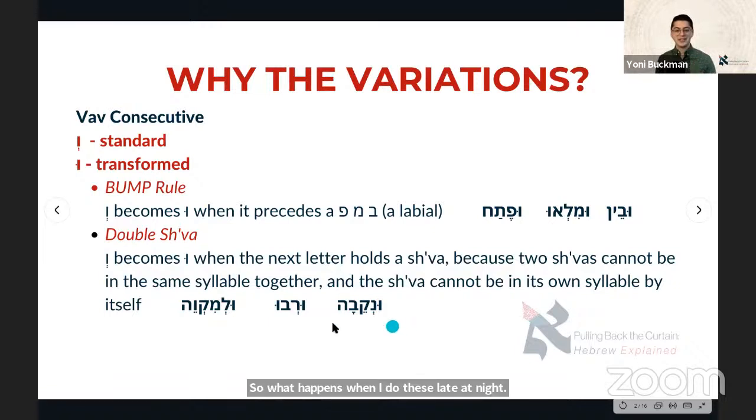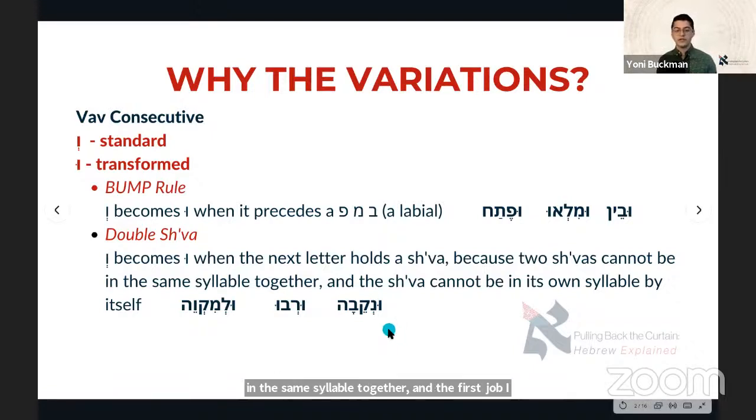And so here you have these three examples of the Vav conjunctive where it went from a V to an U, but it's not because it is preceding a bump letter. It's because it's preceding a letter that holds a shava, and you cannot have those two shavas in the same syllable together. And the first shava cannot be a standalone syllable.